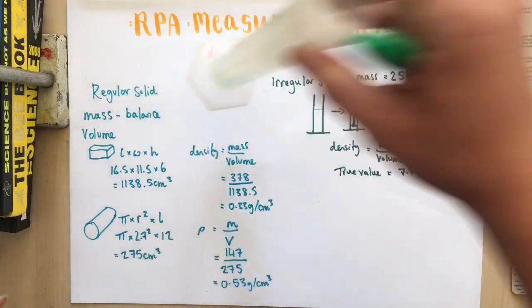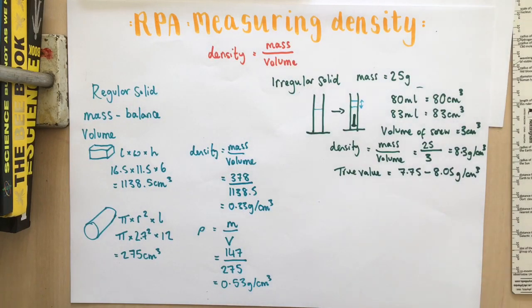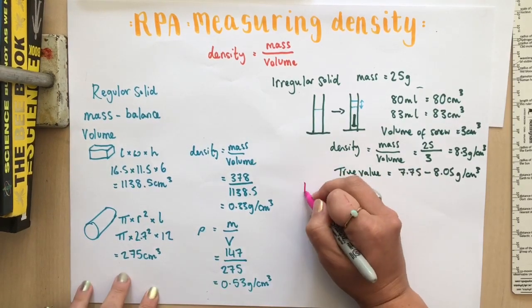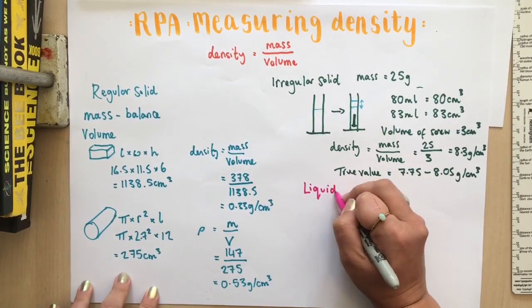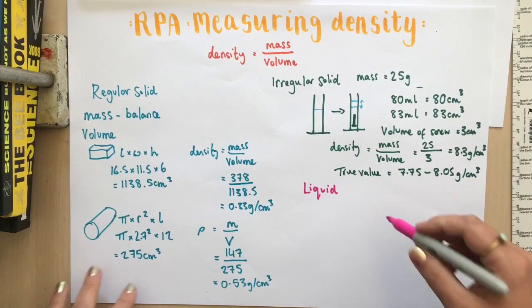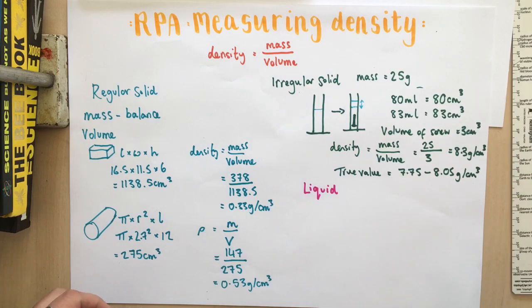Okay, and then the last thing that we can do, or that you need to know about, and I'd like you to have a go at this at home, is to find the density of a liquid. Okay, so I'm going to demonstrate using orange and mango squash. I'm going to show you how to do this, and I'd like you to have a go at water. Okay, and I'd like you to measure the density of water in your kitchen, and then I'd like you to find the true value and see how close you are to the true value of the density of water.